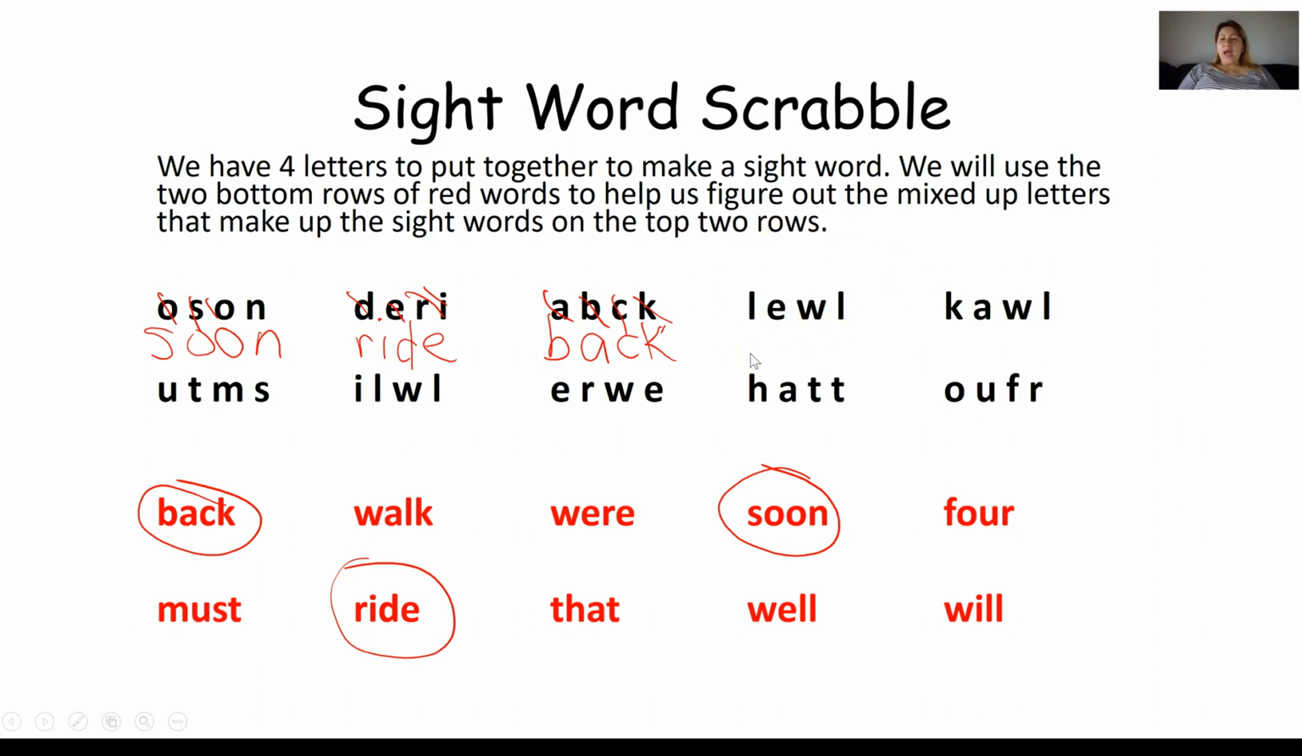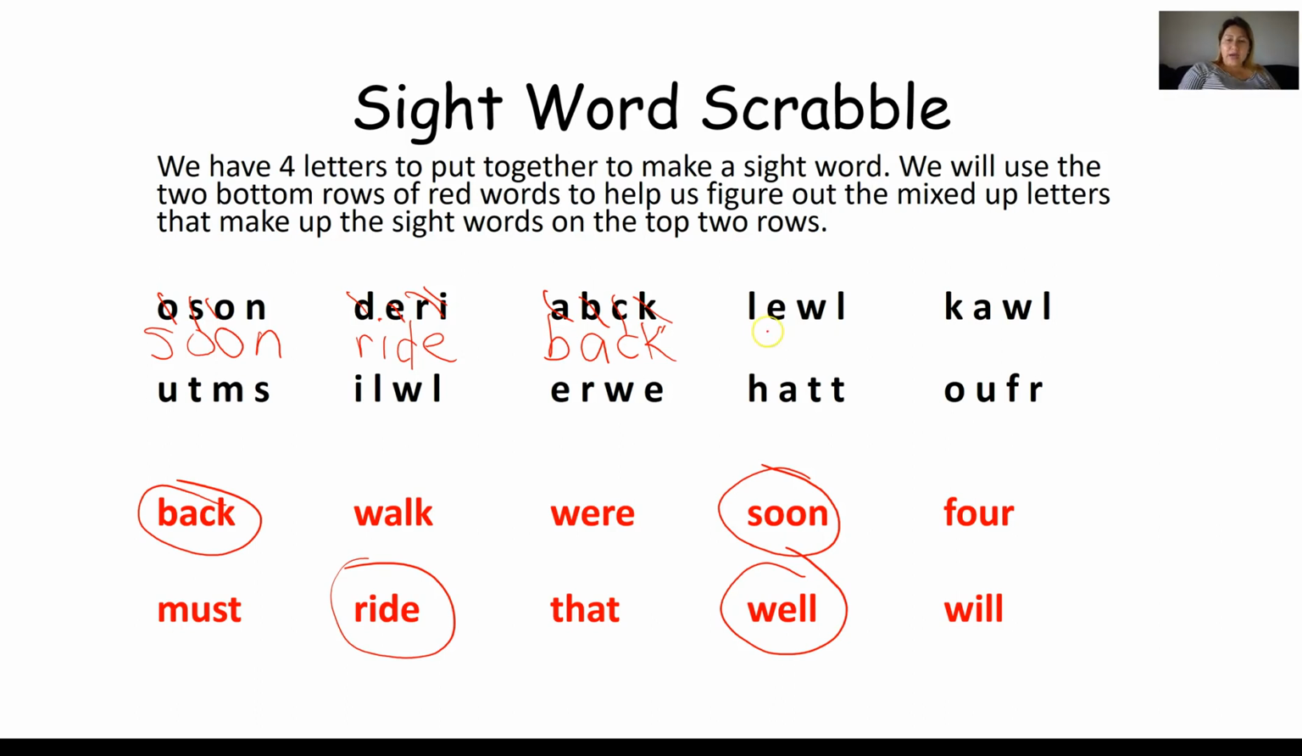L-E-W-L. Okay, so I'm going to start over here. This one does not have an L. This one has an L, does not have an E. This one does not have an L, no L. Well, this one has an L. It has an E. It also has a W and the other L. So I believe it's this one. Circle it so I won't lose it.